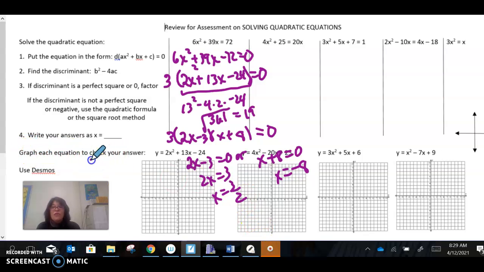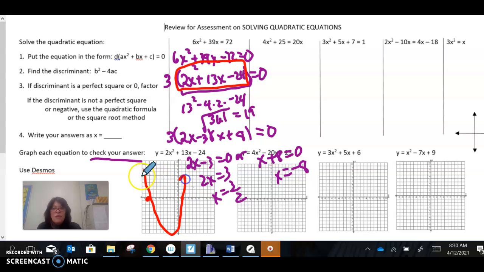And then I ask you to just check your answer using Desmos. When I say graph it, guys, just graph, like I showed you here, y equals 2x squared plus 13x minus 24. And see where that crosses the x-axis. I want you to please do that. Go to Desmos, graph y equals, I have it right here for you, 2x squared plus 13x minus 24.